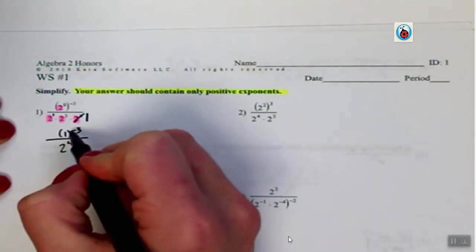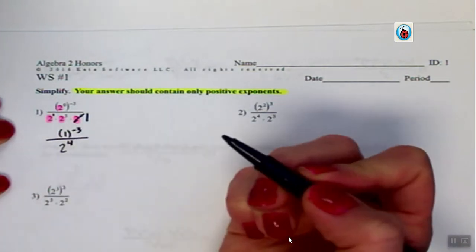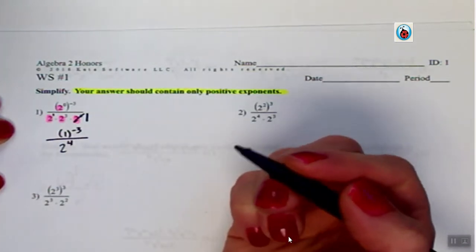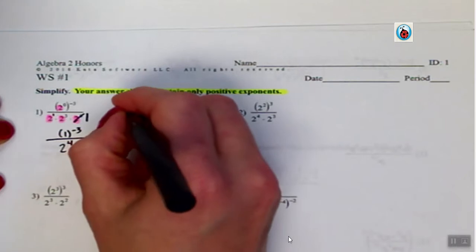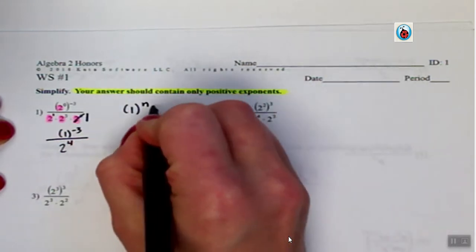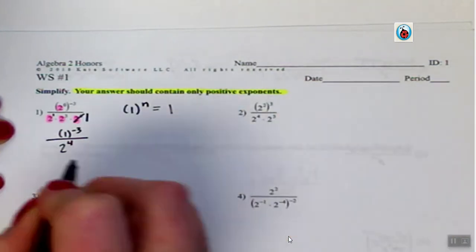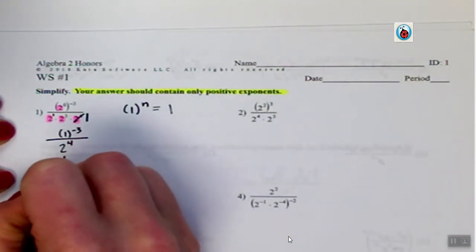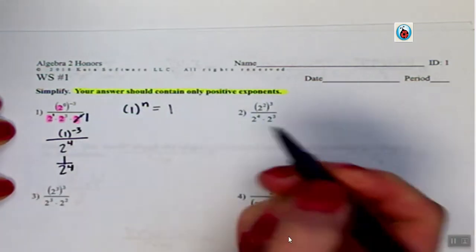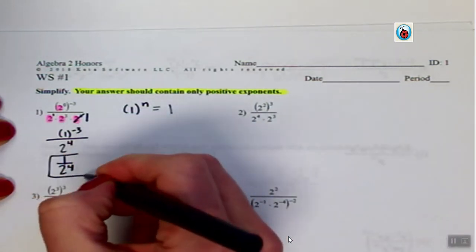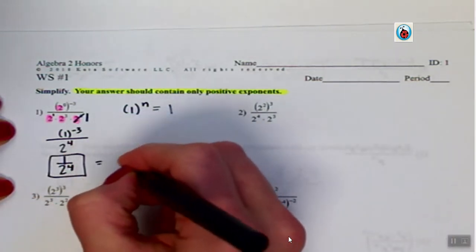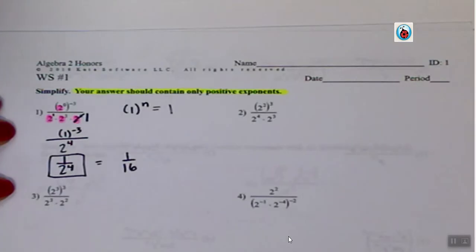Now, 1 to the negative 3 power. 1 to any power is just 1. Okay, so 1 to any power is equal to 1. Okay, so we have 1 over 2 to the fourth, and that's a positive exponent, so I'm going to go ahead and leave this, which would be equivalent to 1 over 16.